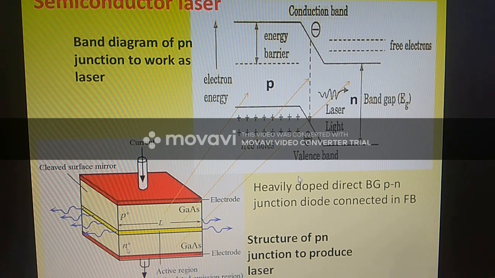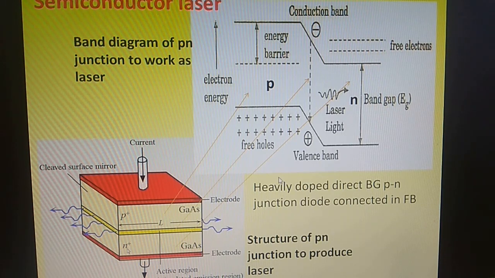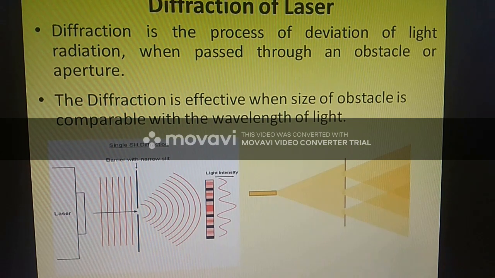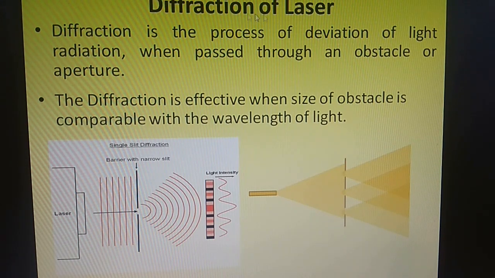Remember, it is a heavily doped direct bandgap semiconductor. When the saturation current is crossed, meaning when the current is very high, only then do we get the laser light. This is the little explanation about the semiconductor laser. Here we use the phenomenon of diffraction to determine the wavelength of the laser.